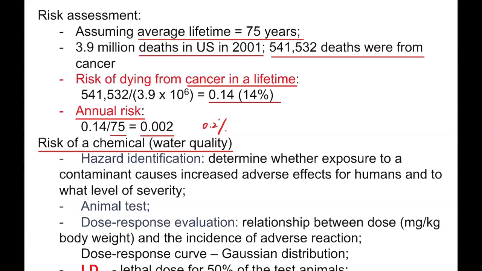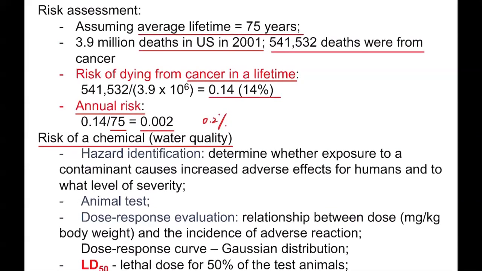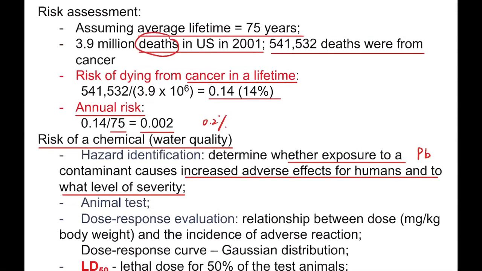So that involves the identification of the hazard, to determine whether the exposure to a contaminant will increase adverse effects to humans and to what level of severity. For example, if we found there is lead in the water, how do we evaluate the risk associated with lead? Because we don't have the data regarding lead ingestion, right? So an easy way to evaluate the risk of this chemical is to do animal tests.